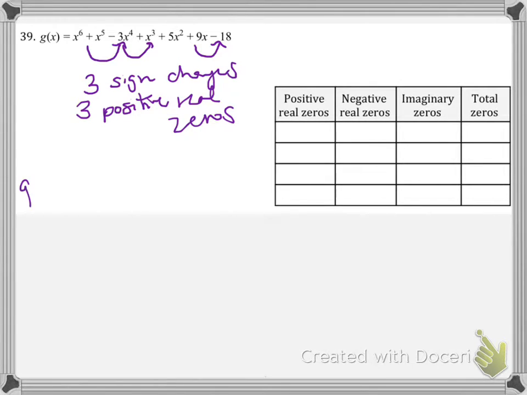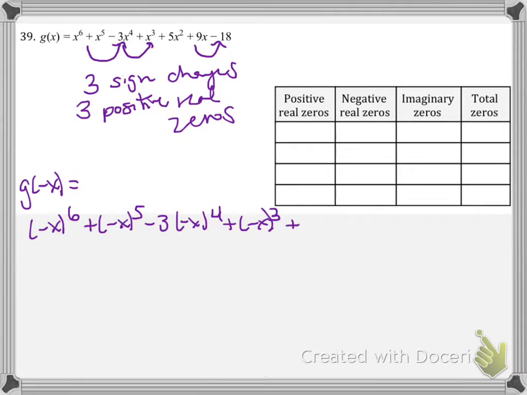Now let's plug in g of negative x. So that'll be negative x raised to the 6th plus negative x raised to the 5th minus 3 times negative x to the 4th plus negative x cubed plus 5 times negative x squared plus 9 times negative x minus 18. So we're really just trying to take a look at the sign changes here.